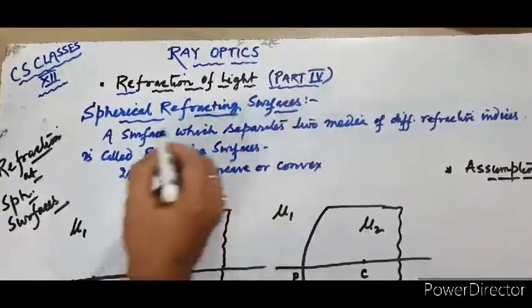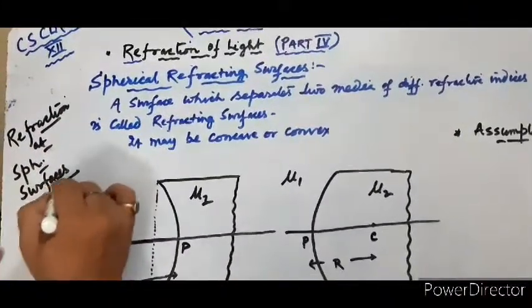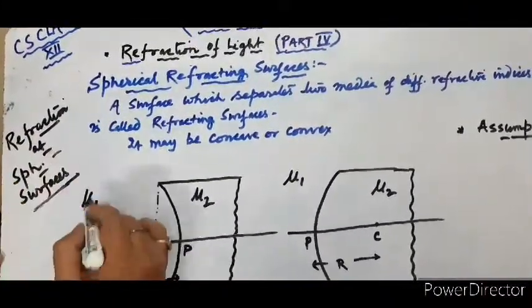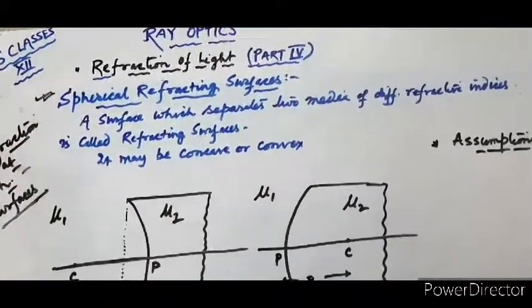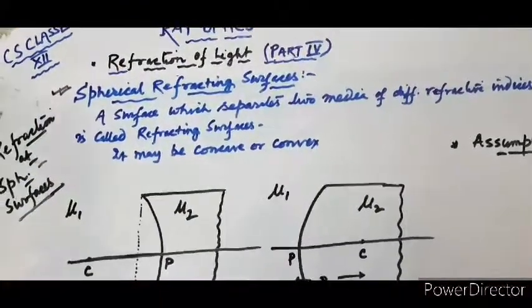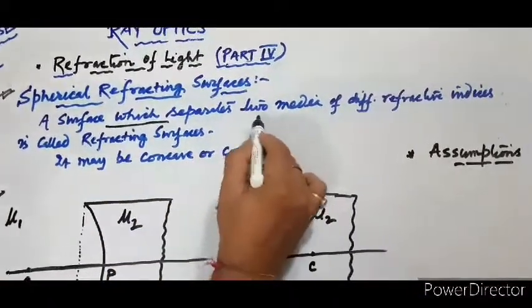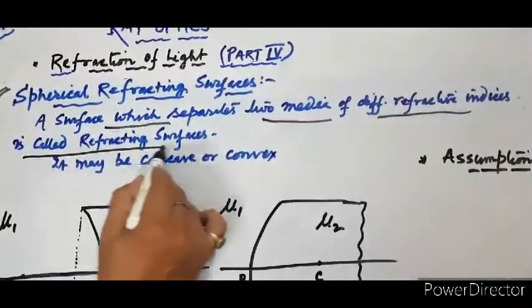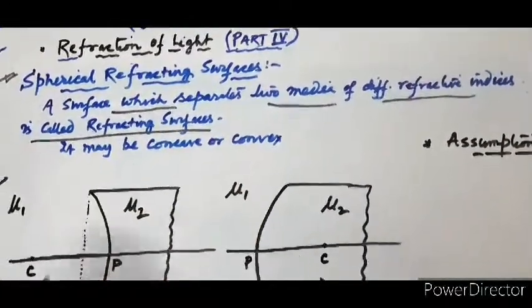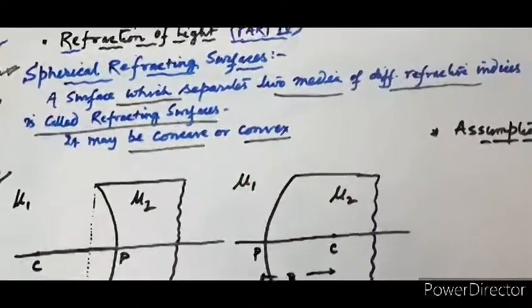Refraction of light part 4. Refraction at spherical surfaces, that we are going to discuss. First of all, we have to understand the meaning of spherical refracting surfaces. A surface which separates two media of different refractive indices is called a refracting surface. It may be concave or convex, right?